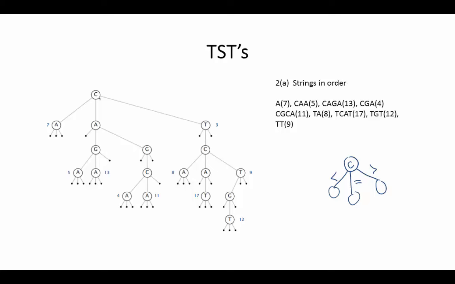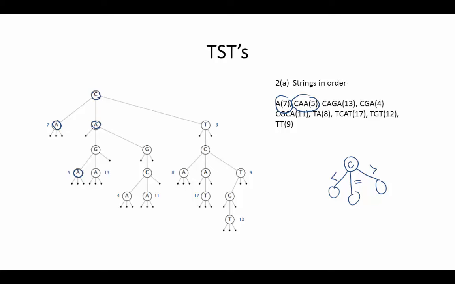So let's take a look at this. In this case, the character did not match, and that's why we went this way. We found a string A with the value 7. The key is A and the value is 7. And then if you go down this way, now the character matches, so this needs to have a C, and it matches because that's why we're going this way, so it needs to have an A, but did not match, and we went this way. So now we're getting the string CAA with the value 5.